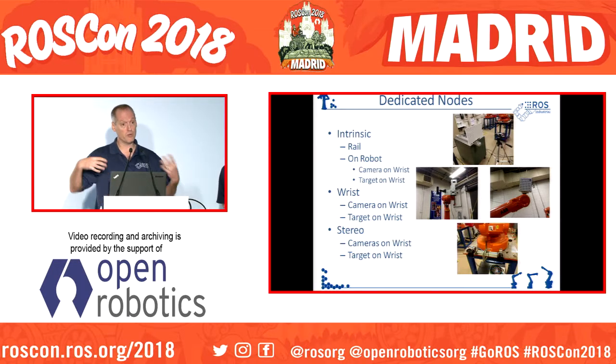We also do what we call wrist calibration. Again, either the target is in the hand or the camera is in the wrist of the robot or mounted on the tool. Those are very similar things. And we do stereo calibration, again, whether the camera is on the wrist or whether the target's on the wrist, it does the same thing. Calculates the translation between the pair.